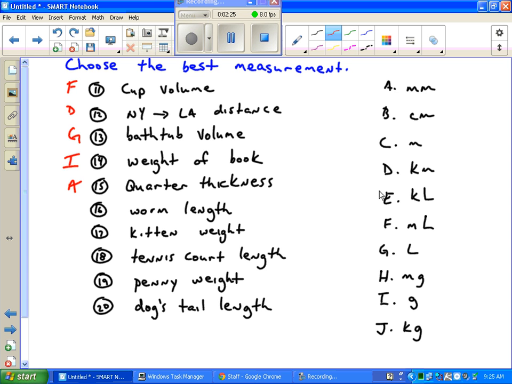The length of a worm is B, centimeters. The weight of a kitten is J, kilograms. A tennis court length is C, meters. The weight of a penny is I, grams. Actually, that one shows up twice. And the dog's tail is B, centimeters. So both I and B show up twice.